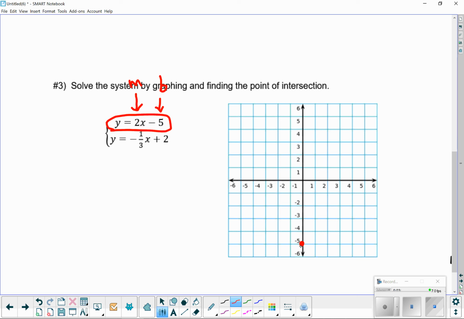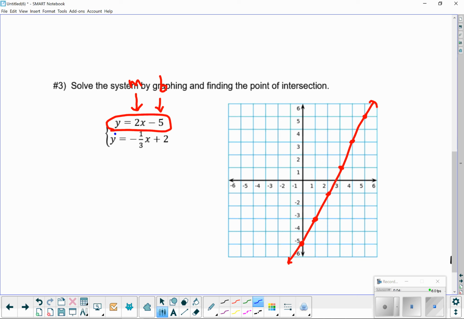And if that's not a fraction, you make it into one. So 2 really means 2 divided by 1. So you're going to go up 2 and over 1. You're going to keep doing that: up 2 and over 1, up 2 and over 1, up 2 over 1. So that is your graph. Something like that. And if you keep going and doing that, you'll get a pretty good answer.